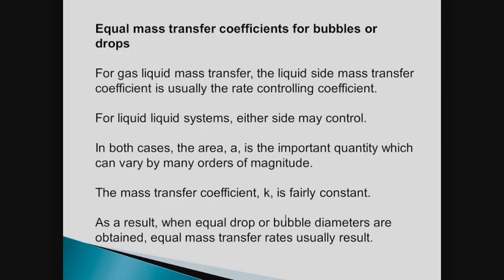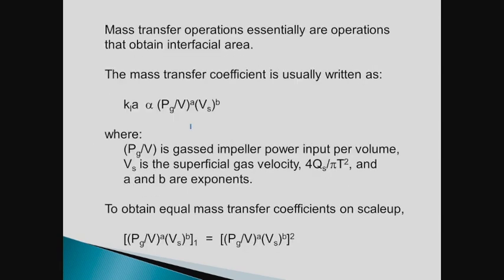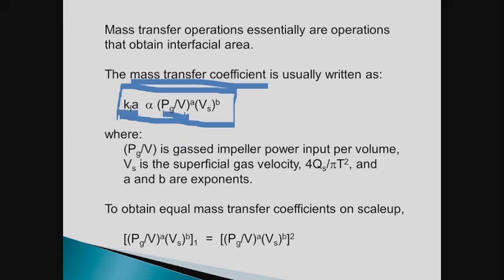Equal mass transfer coefficients. This is a real problem here. Equal mass transfer coefficients for bubbles and drops. Suppose you wanted to have equal mass transfer coefficients on scale up. If you go here, classic boil down, so to speak, of the mass transfer coefficient, kLa, is a function of the gas power from the impeller, and this is superficial gas velocity, or sparging.